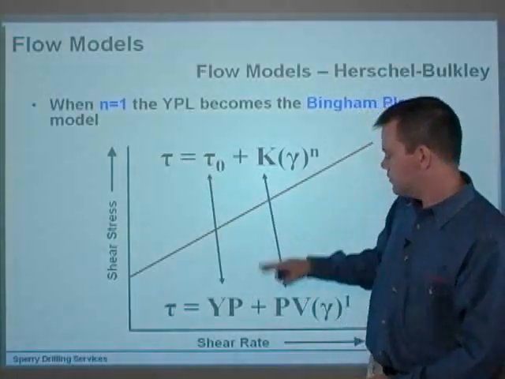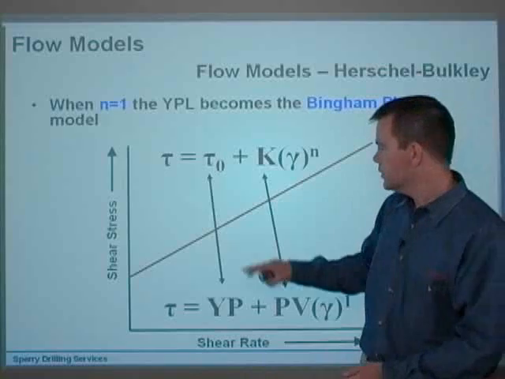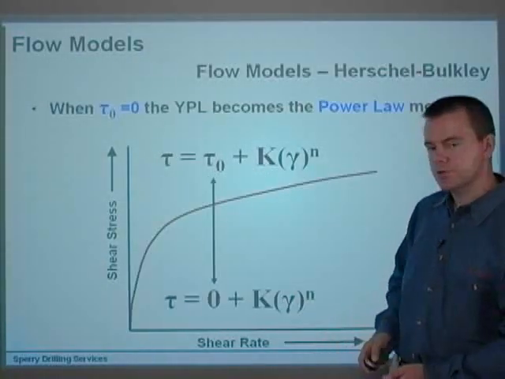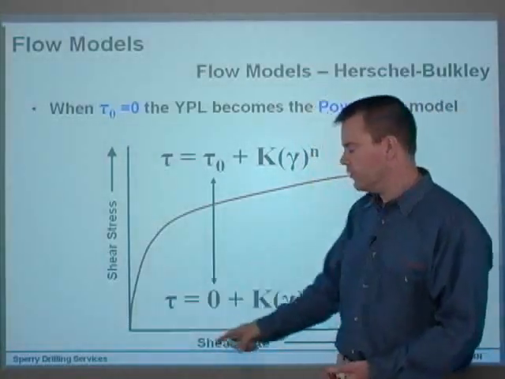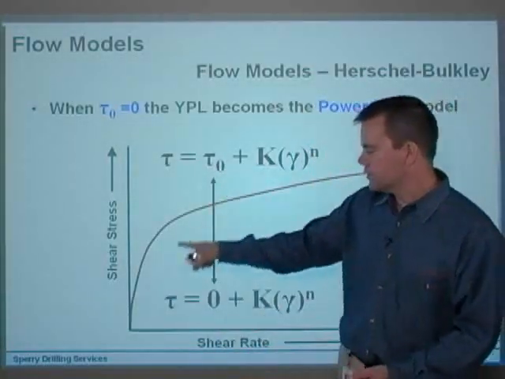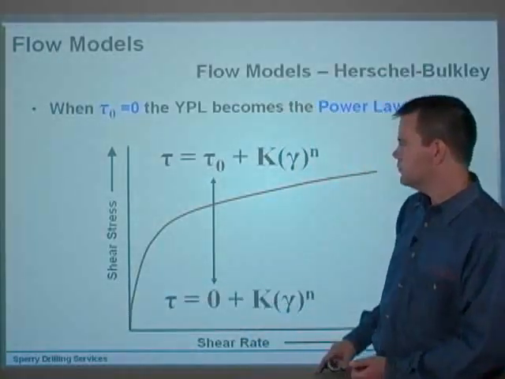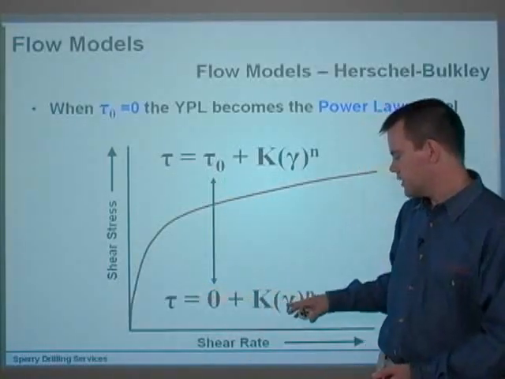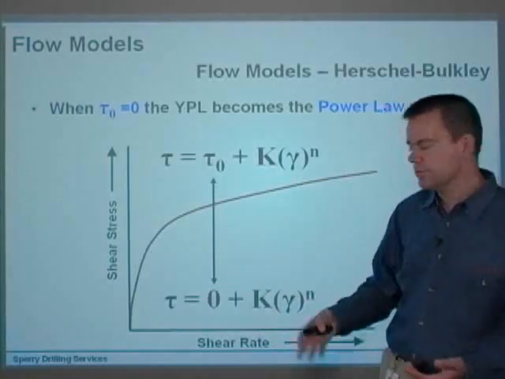So this describes a Bingham plastic fluid. So if you're pumping toothpaste, this would describe it. It also describes a power law fluid, as in it will go through the origin. If tau 0 actually equals 0 and there is no yield point, then this becomes the power law. It becomes basically tau equals 0 plus k times gamma to the power of n. So tau equals k times gamma to the power of n. That is the power law.